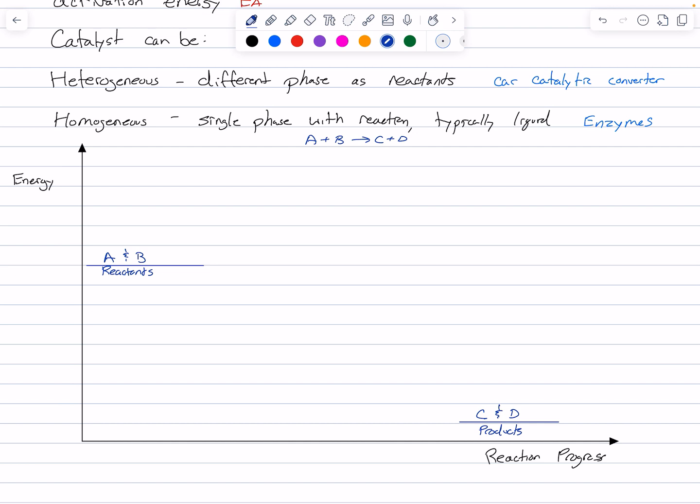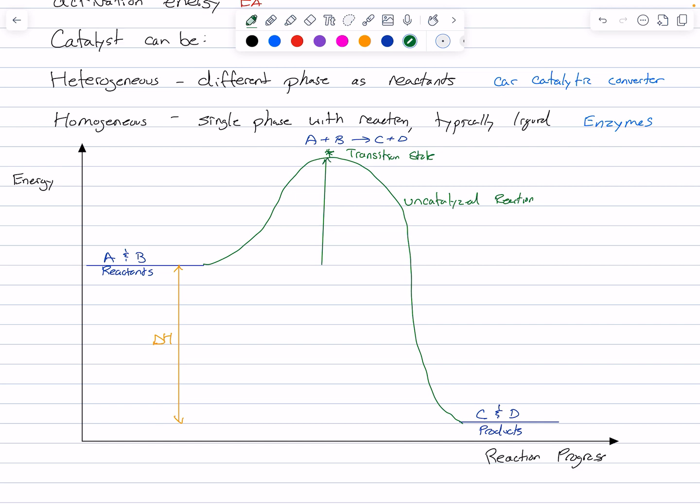All right, so there's a couple things that are still true. That's still delta H, the enthalpy of the reaction. If we just do our normal reaction, something like that, right? That's our uncatalyzed reaction. I have right here the transition state. And this is my activation energy for my uncatalyzed pathway.